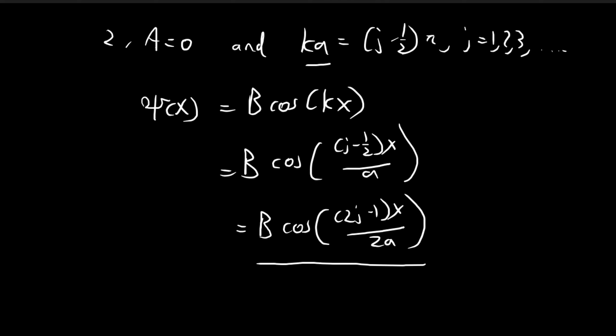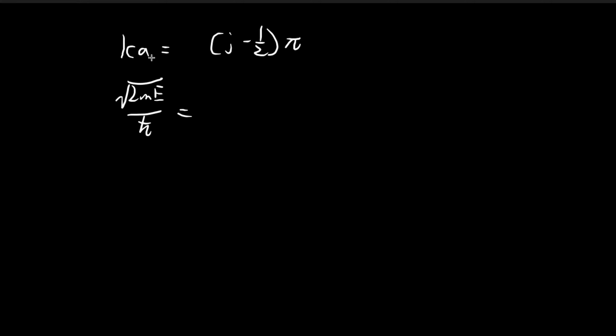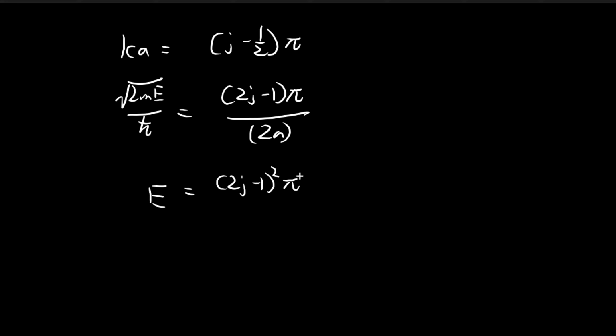And then once again, I'm going to take this expression and derive the energy levels. So we know that ka is equal to (j minus 1/2) pi, and k is just equal to the square root of 2mE divided by h bar. And now I'm going to dump the a over to the other side, which would give me (2j minus 1) pi divided by 2a. So you can see that I've multiplied the numerator and denominator by 2, and then squaring both sides and dumping all the terms over to the other side, I get (2j minus 1) squared pi squared h bar squared divided by 2m (2a) squared.